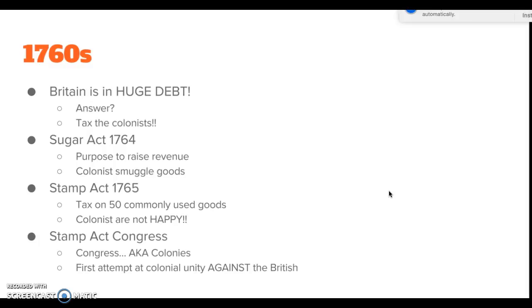And it was a tax on the 50 most commonly used goods in colonial America, so the British knew that they would gain a lot of money from this. And the colonists are not happy whatsoever. And this is when you get the famous war cry, no taxation without representation.